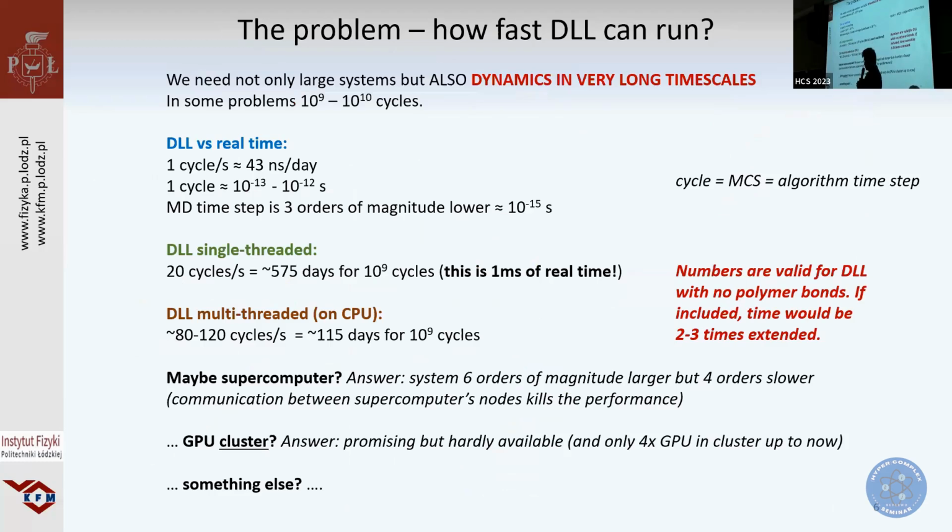Unfortunately, we need long time scales, 10^9, even 10^10. One time step per second is simulating 43 nanoseconds of real time per day. Classical MD has 3 orders of magnitude smaller time step. Single-threaded DLL is about 20 cycles per second without bonds. 10^9 is equal to 1 millisecond of real time. Multi-threaded DLL is about 100 cycles per second without bonds. Supercomputer, okay. Giant network, but communication between nodes is the performance killer. Algorithm execution is very slow. GPU cards, cluster construction: difficulties, lack, cost.